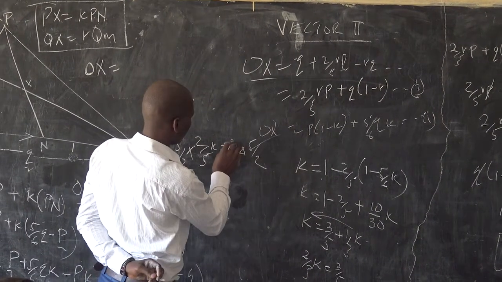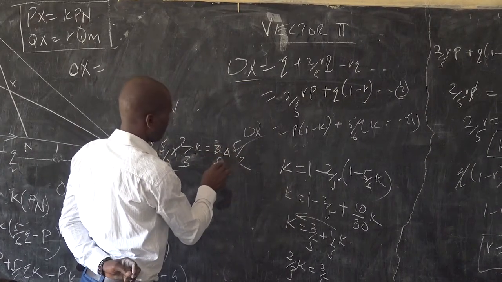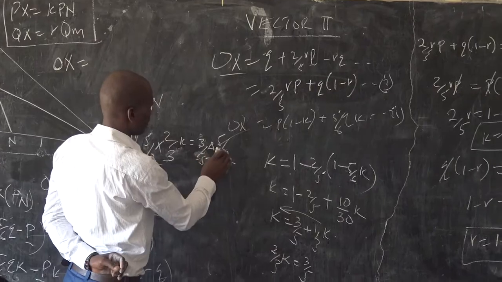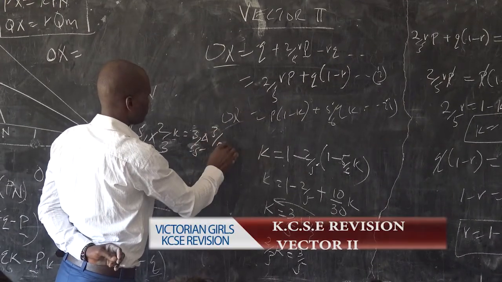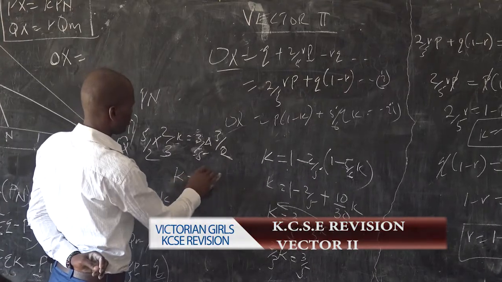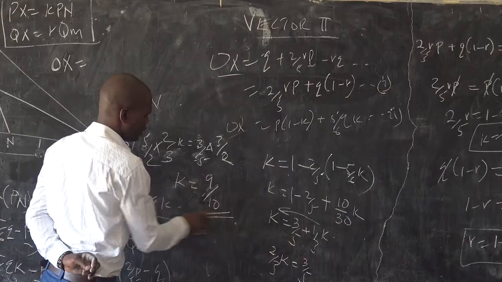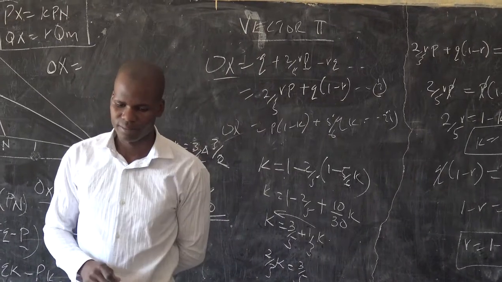So this is 2 over 3, and this is 3 over 5. Multiplying by 3 over 2, K equals 9 over 10. We have the value for K.